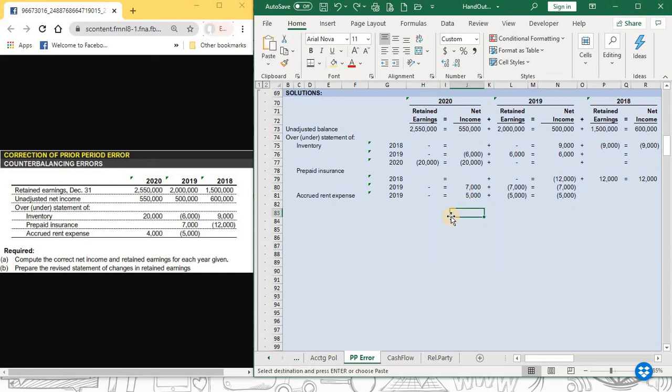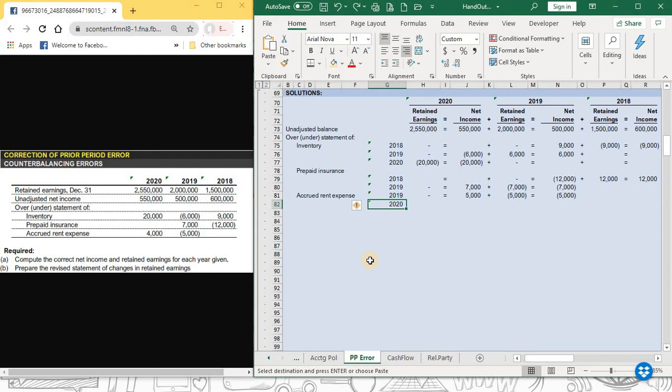So now let us proceed to the last counterbalancing error. That is the accrued rent expense overstatement in 2020, for 4,000 pesos. And again, since this is a liability account, the relationship with net income is inverse. So the net income in 2020 is understated by 4,000 pesos.